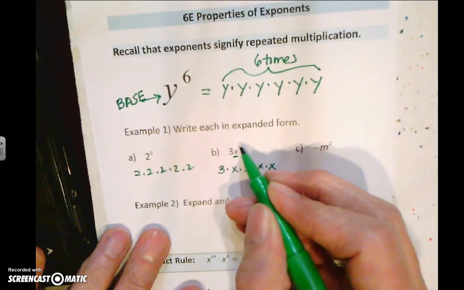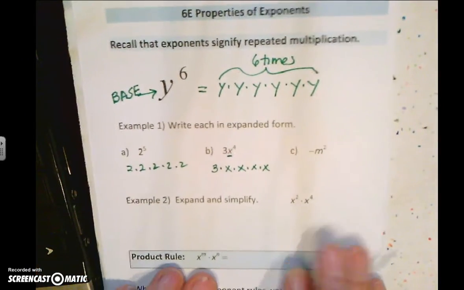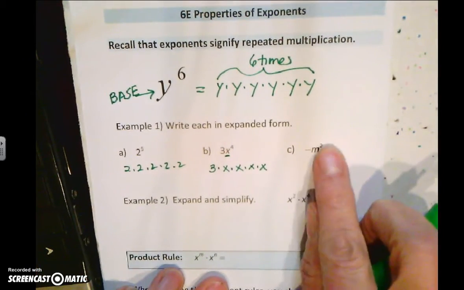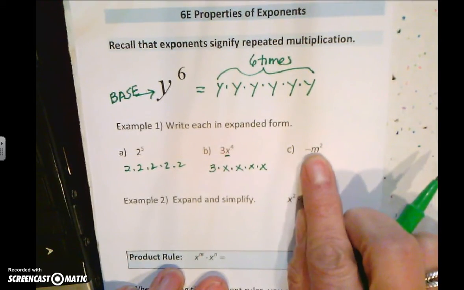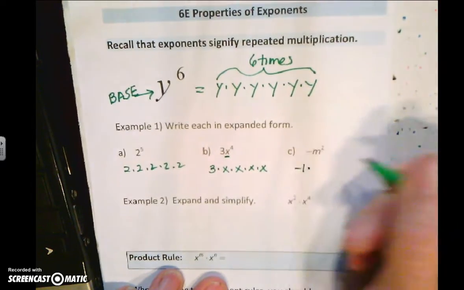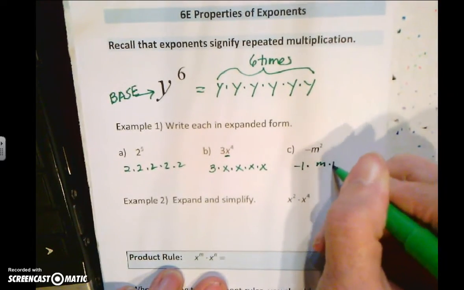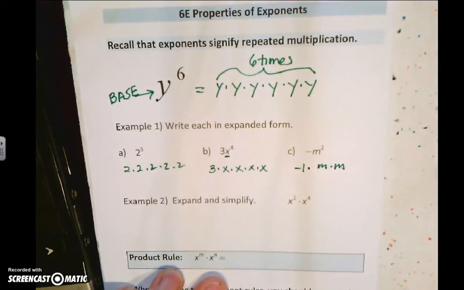So remember that the exponent only goes with the one thing that it's next to. That's the base. Same thing is going to apply here. Even the negative is like having a -1 times this m. So this is going to be a -1 times m times m. So only the m is the base raised to the 2nd power.